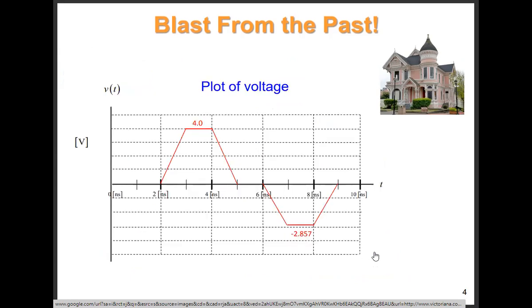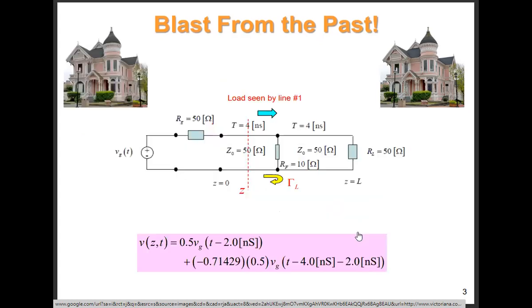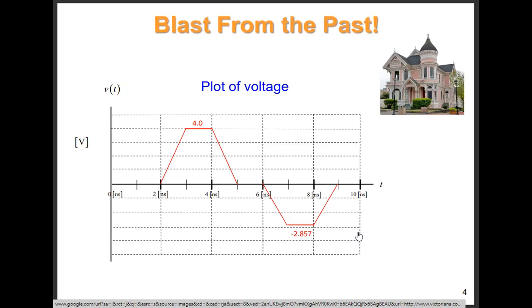So there's the actual plot. So there's the incident wave. Remember, it's got an amplitude of 4, not 8. It's delayed by 2 nanoseconds. Then we have a delay of 6 nanoseconds. And this guy's gotten multiplied by that minus 0.71429, which gives you a value of minus 2.857. So the oscilloscope first sees the incident wave sweeping past it. And then a little bit later, the reflected wave sweeping past it going backwards towards the generator.